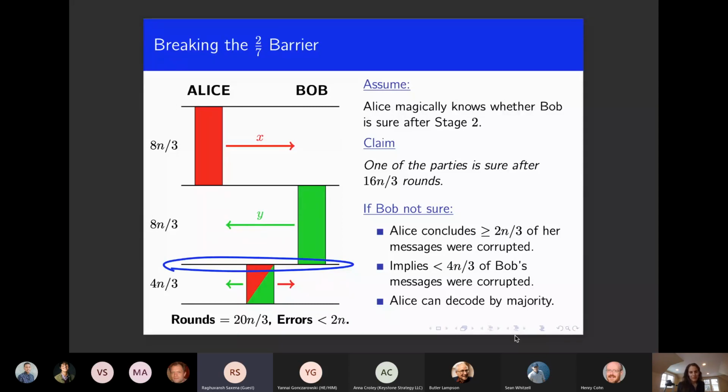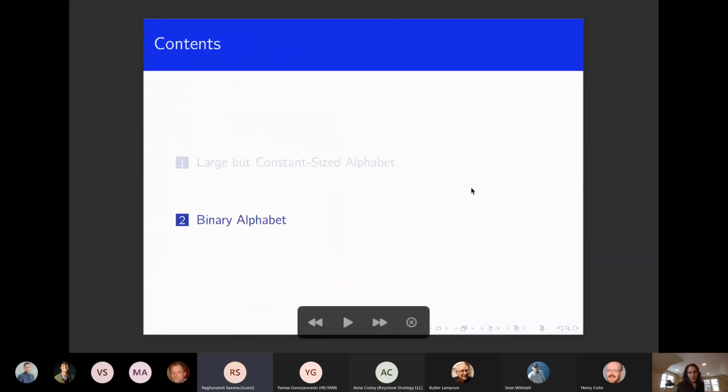For now, let us go back to error resilience and let's go back to feedback. So all of what I said was about a protocol that can use a large alphabet that is still constant sized. And now the next part of the talk is the exact same question, but in the case of a binary alphabet. So here you again have two messages. Alice wants to send a message to Bob and Bob wants to send a message to Alice. But this time the alphabet is binary. They can only send bits 0 and 1. In particular, they cannot send the entire input in one round.